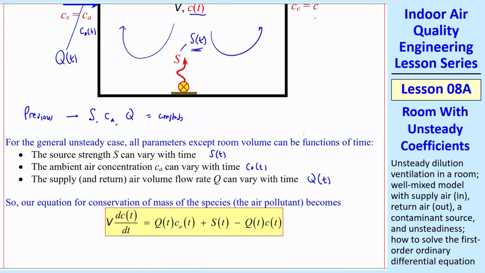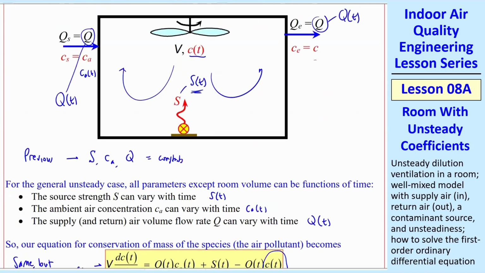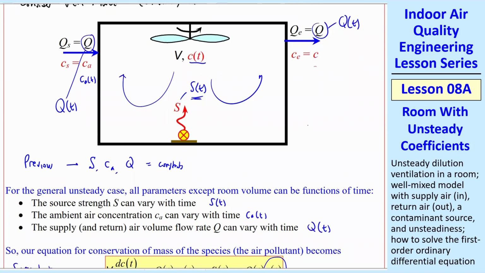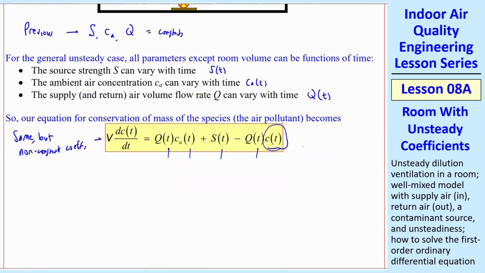So we have the same equation as before, but now we have non-constant coefficients. C, of course, is always a function of time because that's what's exponentially growing or decaying in a simple room ventilation. So the geometry is the same as before. The equation is the same as before. We just have these non-constant coefficients.